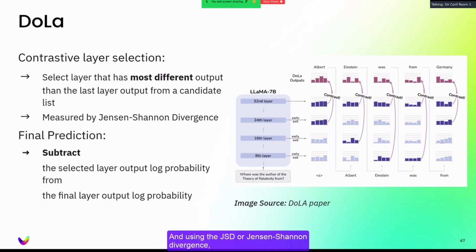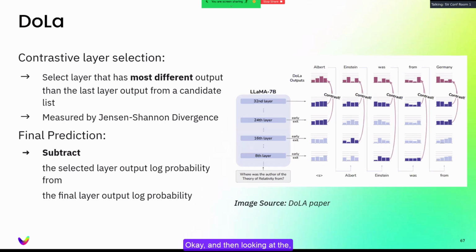After you select the layer to contrast using the JSD, or Jensen-Shannon divergence, the second thing you need to do is contrast them. This is also very easy. All you need to do is subtract: you subtract the selected layer's output probability from the last layer's output probability.